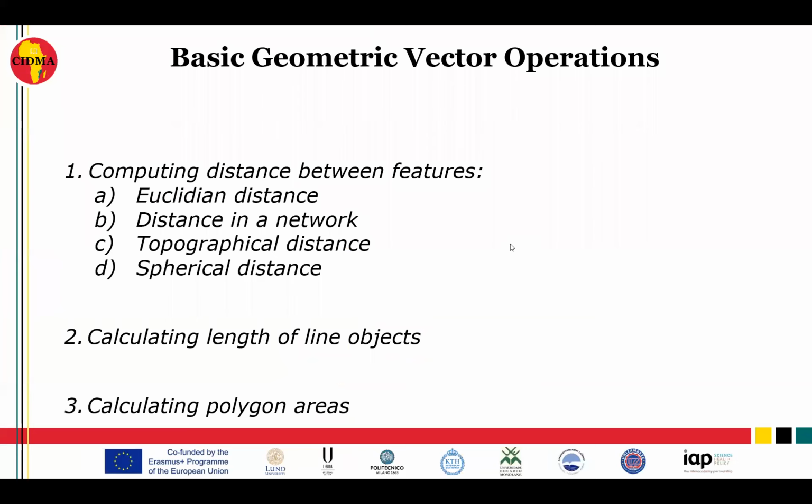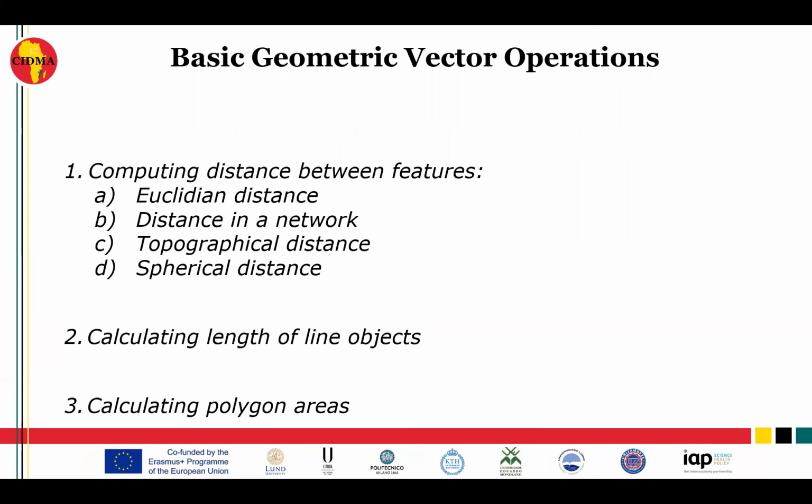So basic vector operations can be, for instance, computing distance between different features. When we talk about distance, we need to understand that there are different distances available to calculate, actually. We have the Euclidean distance, which then is the shortest route between 2 points. We may have a distance in a network. If we have a city, for instance, and a car or pedestrians will need to follow the existing network. And then we would have another distance, of course, not the Euclidean one.